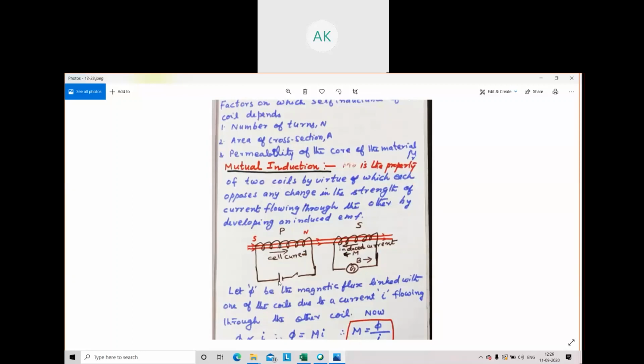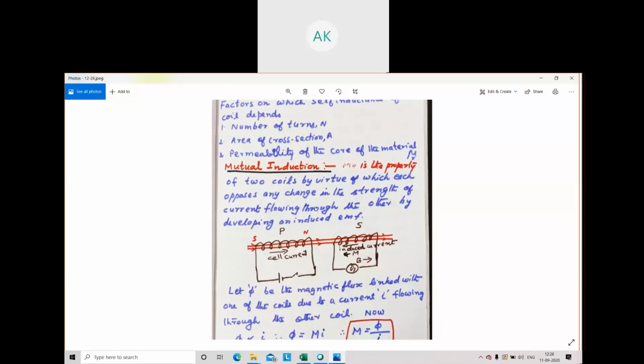So first when we switch on the current, what happens? Flux linked with the coil changes because current is a varying current, varying from 0 to maximum value. Whenever there is a change in magnetic flux, an EMF will be induced in the neighboring coil also. In the same coil back EMF is induced, that we have studied as self-induction, and now we are dealing with mutual induction.